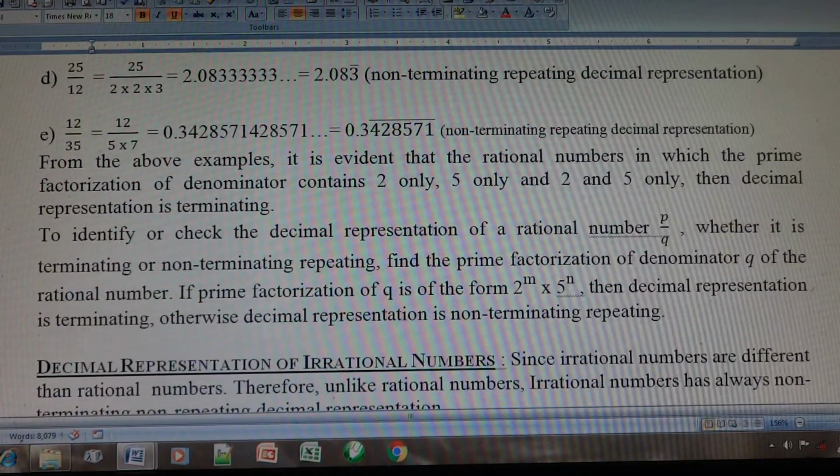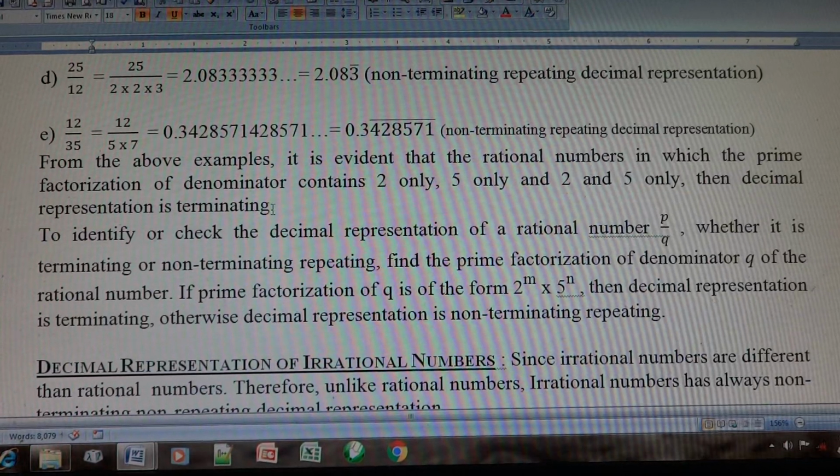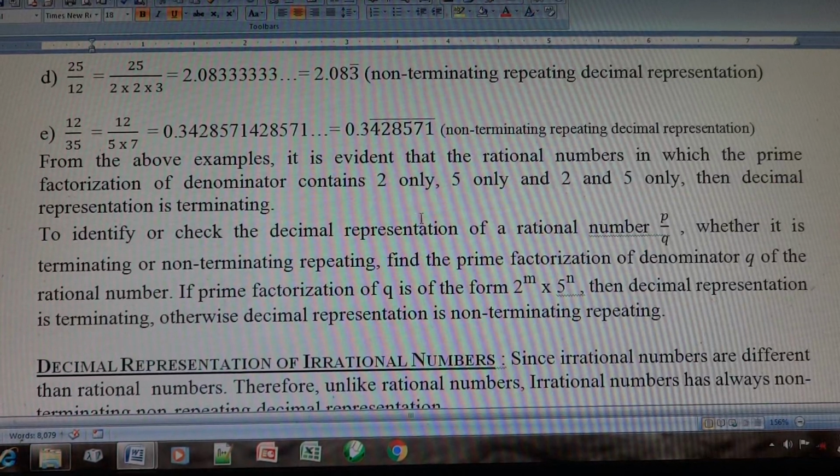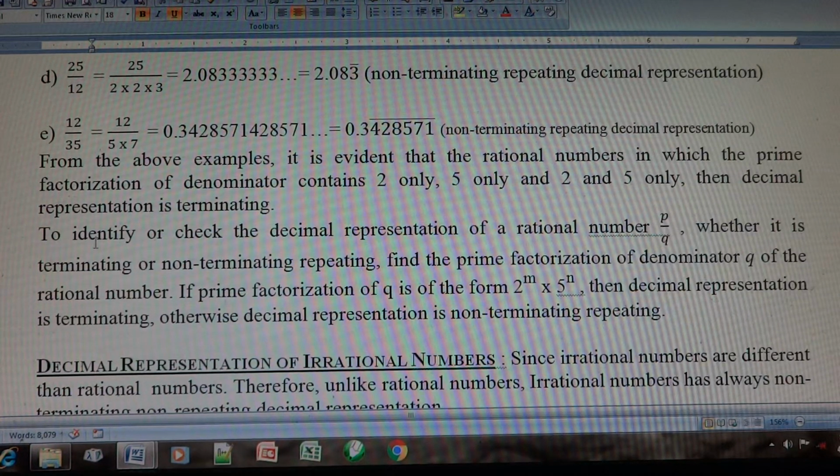From the above examples, it is evident that for rational numbers in which the prime factorization of the denominator contains 2 only, 5 only, or 2 and 5 only, the decimal representation is terminating. Otherwise it is going to be non-terminating repeating.